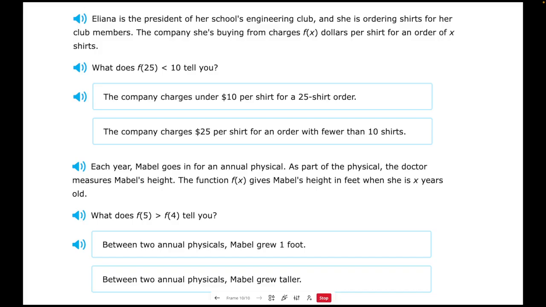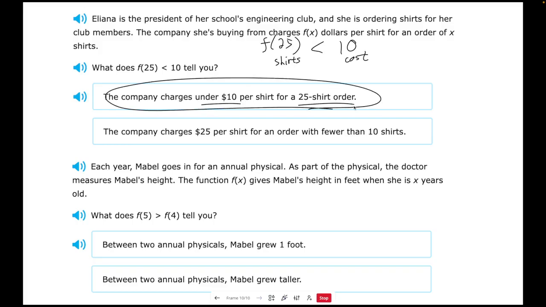Okay, now that you've had time to work these problems, let's check your solutions. Okay, for this first problem, the number in the parentheses is the X, so that's the number of shirts you're ordering, and the 10 is the cost. And so this says that if I order 25 shirts, then the cost will be less than $10, right? So under $10 if I order 25 shirts. So this is correct. And remember, this one is exactly backwards.